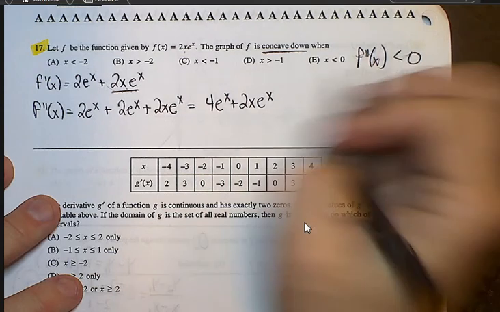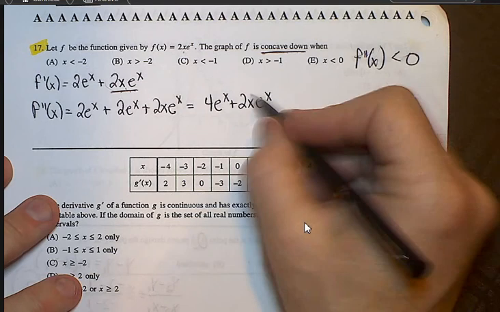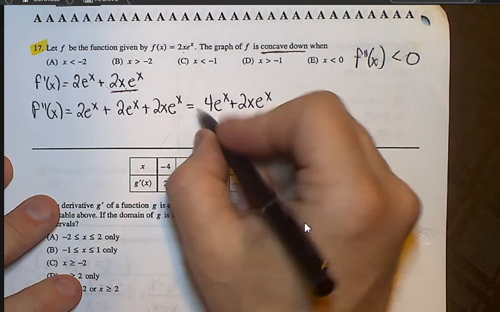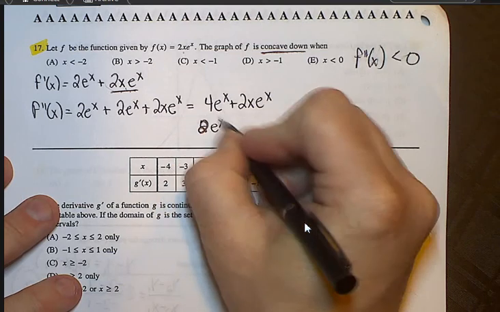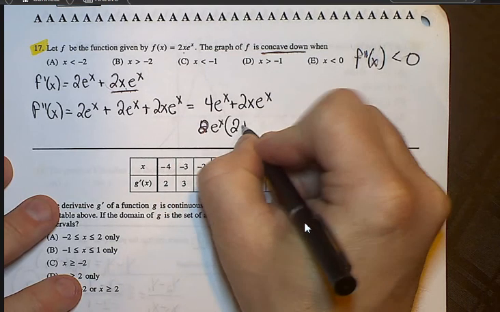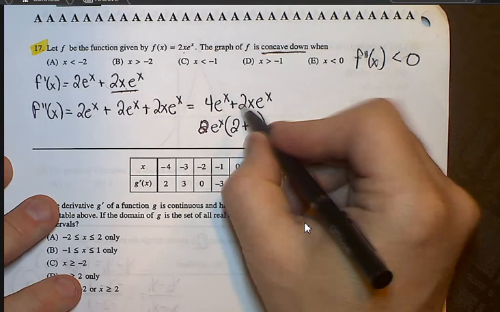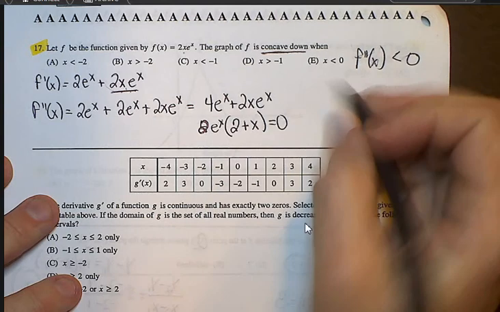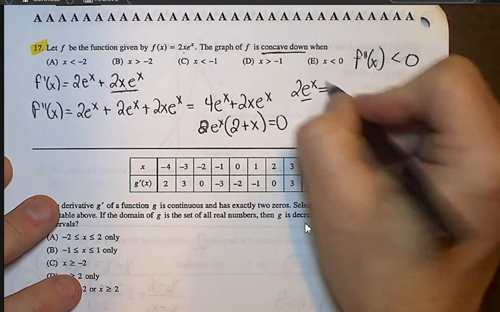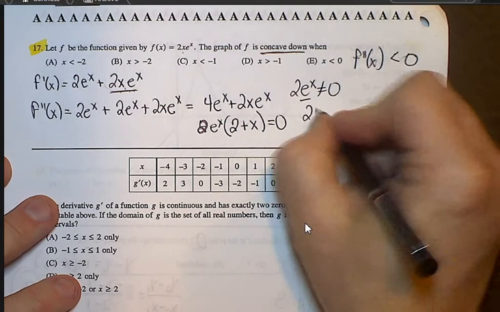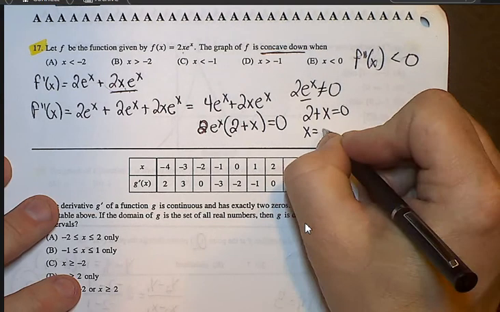We try to factor out what we can here because the important part is to find out where the 0 is. If I factor out a 2e to the x, which is common to both, I get 2 plus x. Remember, 2 times e to the x will never equal 0, so the focus of my problem is just 2 plus x equals 0, so this is going to happen at x equals negative 2.